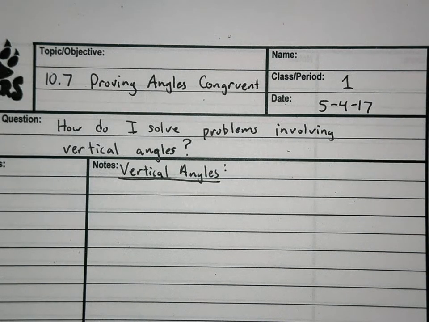In 10.7, we're going to be dealing with more proofs like we did in 10.6, but the new stuff that we're going to add are these things called vertical angles. And I don't think that I've ever defined for you what vertical angles are, so I'm definitely going to tell you what vertical angles are.